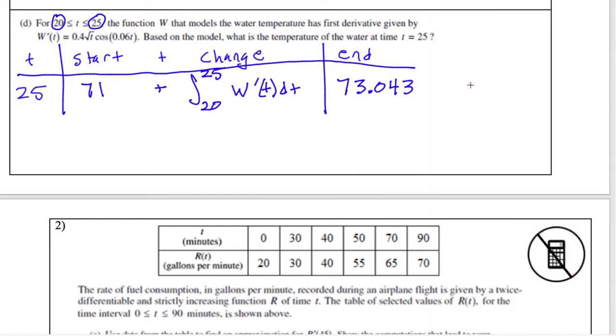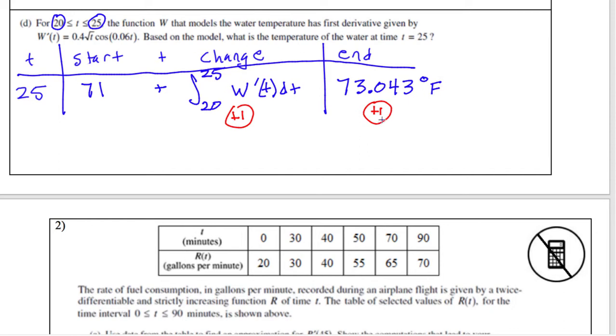You get 1 point if you got the fact that you needed to use the integral between 20 and 25 of w prime of t, and 1 point if you got 73.043 plus 1. That should be technically in degrees Fahrenheit if I were to include units. But you don't need units for this one. It didn't say in here that you needed units.